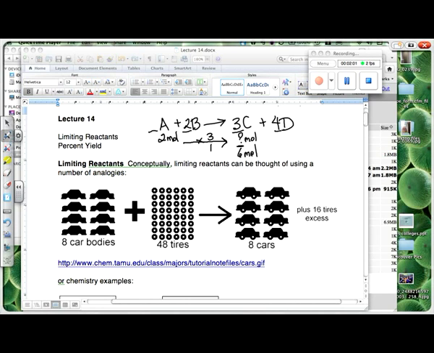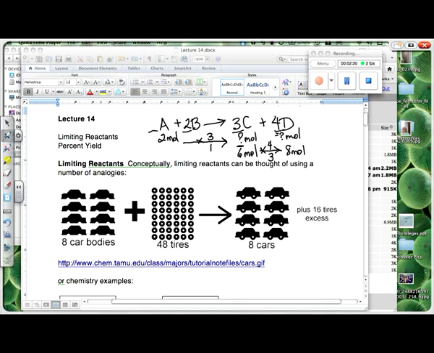If I wanted to know how many moles of D, I can either go from C or from A. I'll get the same answer. Showed you that in the last lecture. I'm going to go from C since it's close by. I will take those 6 moles of C times the coefficient of what I'm moving to, the 4, over what I'm coming from, which is the 3. And 6 times 4 is 24 divided by 3. 8 moles of D are made.